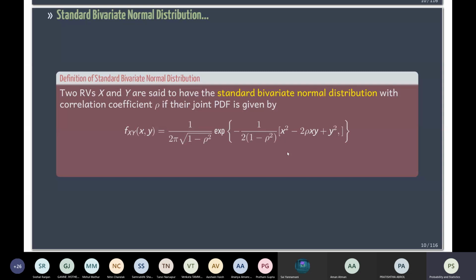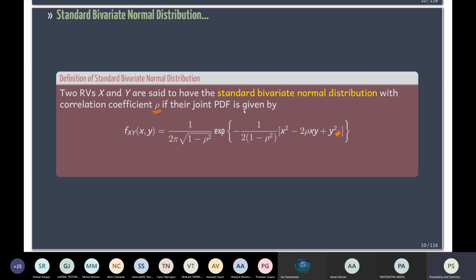Okay, so we define a standard bivariate normal distribution, but the correlation is not 0. If the correlation is not 0, in that case we come up with this definition. That's the definition of the standard bivariate normal distribution with correlation coefficient rho. So when the correlation coefficient is not 0, the standard bivariate normal distribution that we are going to get is this.